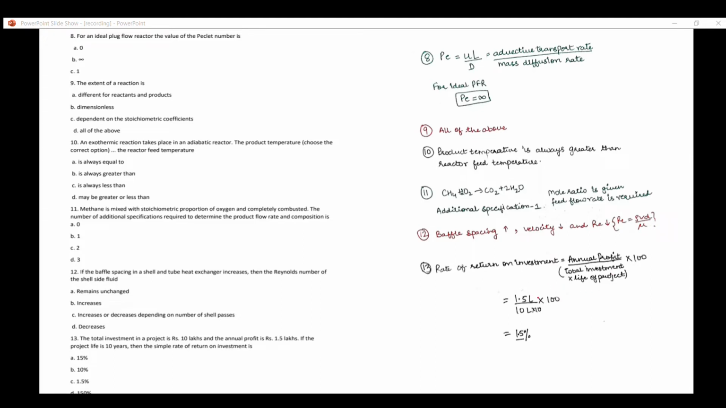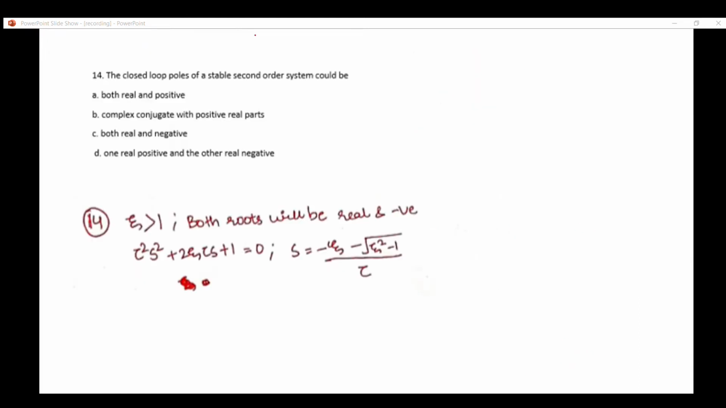Therefore, annual profit is 1.5 lakhs, total investment 10 lakhs, and the number of years is 10. So we'll get 1.5% as the rate of return on investment.